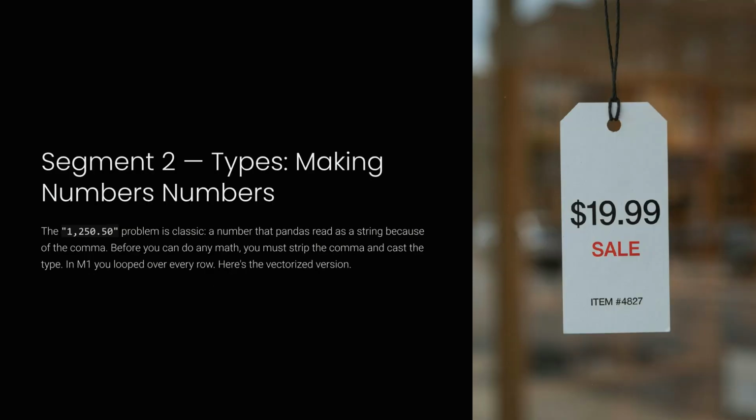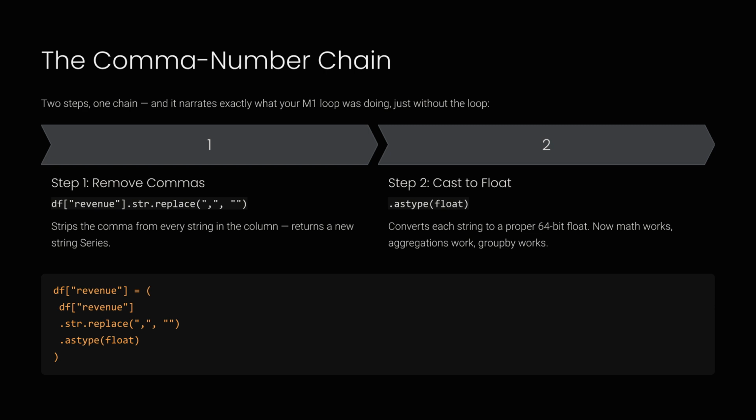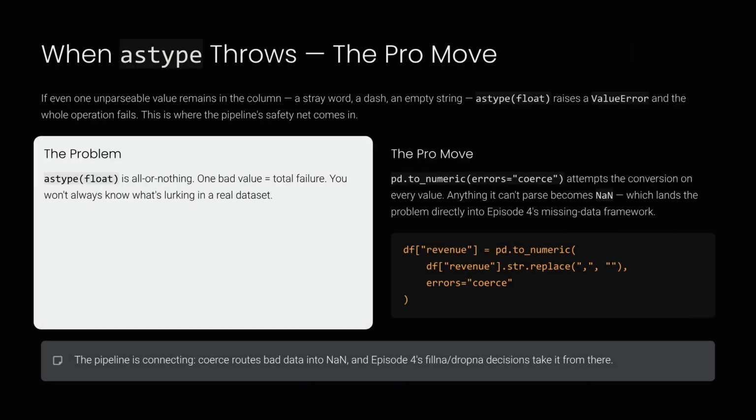Let's start with the classic string-is-number problem. To clean currency data containing commas, we must first remove the punctuation and then cast the column to a numeric type. We can achieve this with a clean chain. First, replace the commas with empty strings, then convert the result to a float. This simple approach performs the same task as a loop, but much more efficiently. Sometimes, however, simple conversion fails if bad data is present. Using pd.to_numeric with the coerce parameter provides a robust safety net, directing unparsable values into the missing data framework.